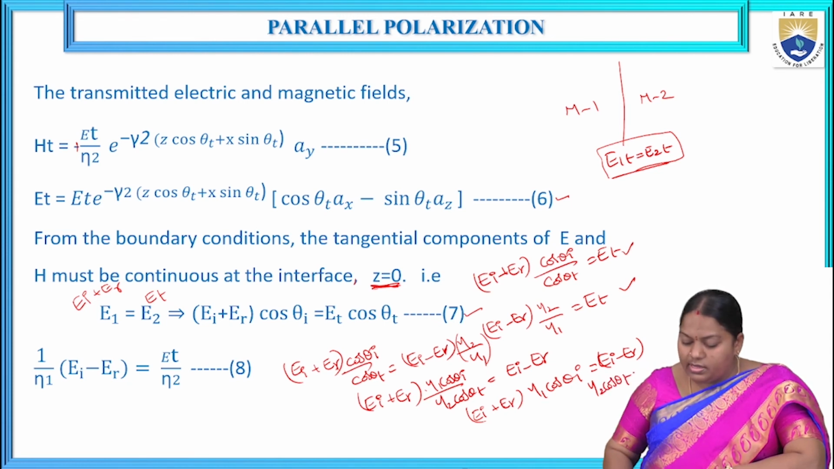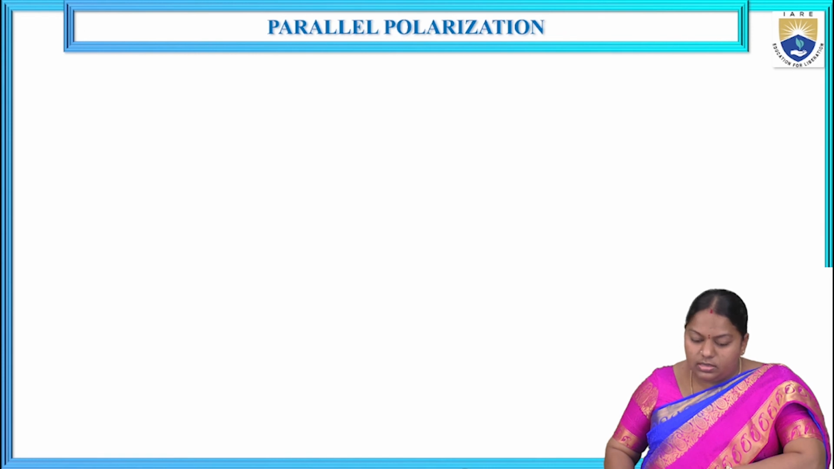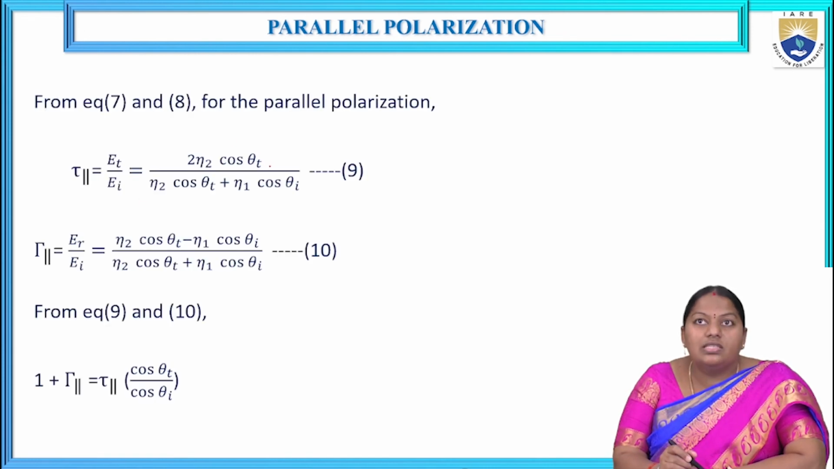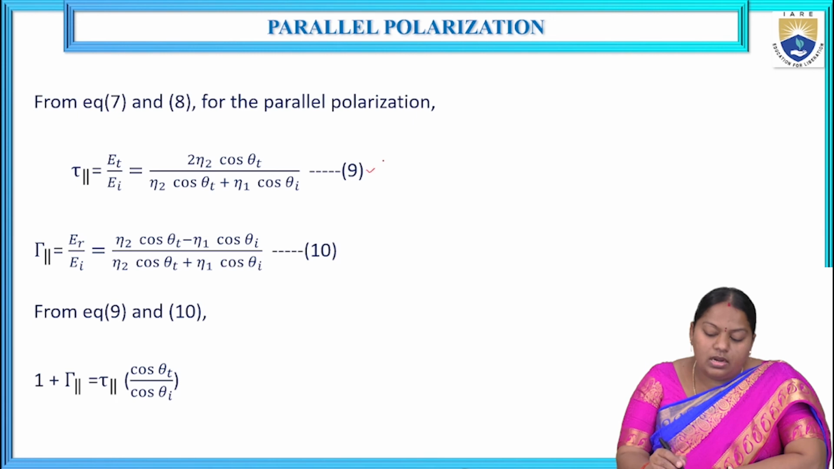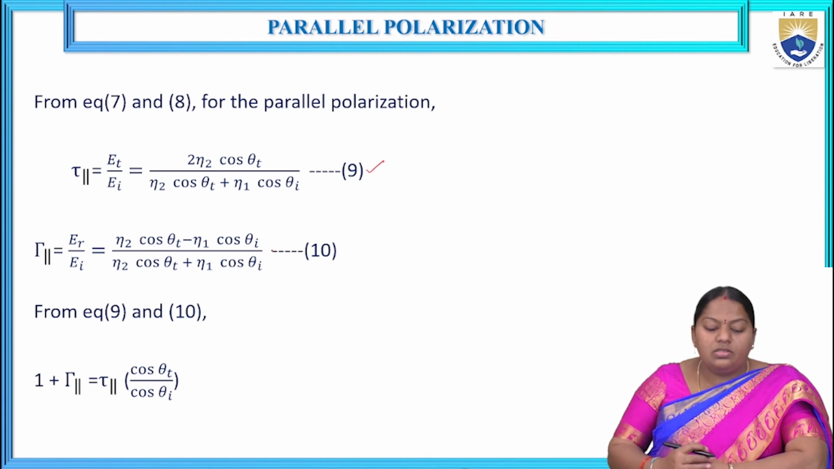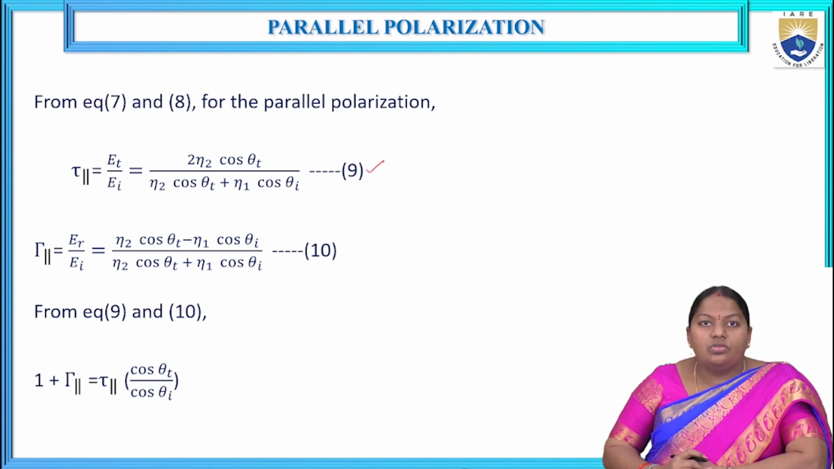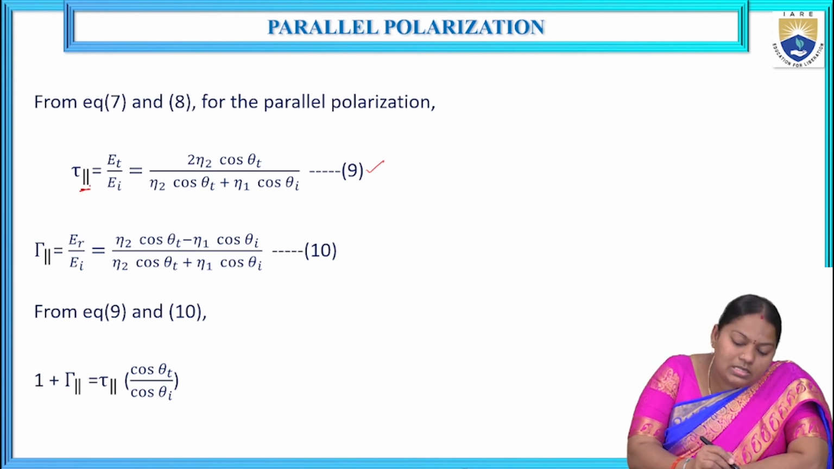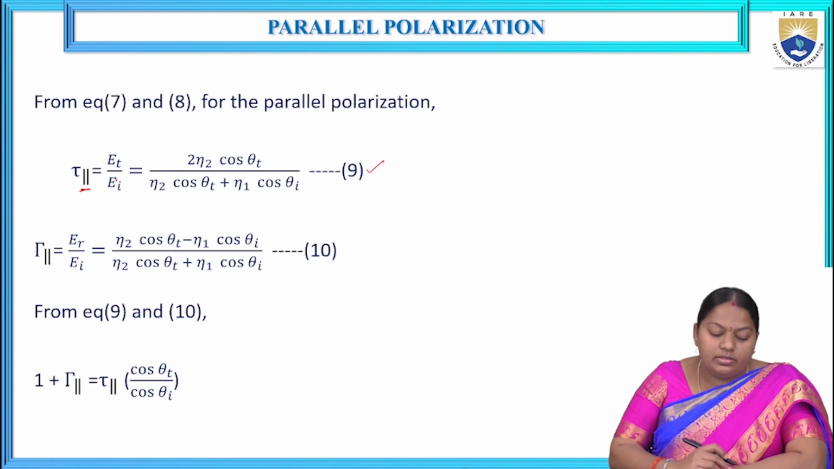So upon simplifying these two equations, we are going to get Et by Ei equal to 2 eta 2 cos theta t by (eta 2 cos theta t plus eta 1 cos theta i). So this is the relation obtained for the transmission coefficient, and it is the ratio of the transmitted wave field strength to the incident wave field strength for the parallel polarization. The parallel lines represent parallel polarization.